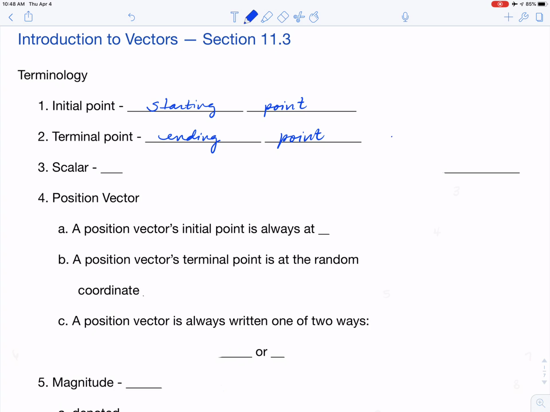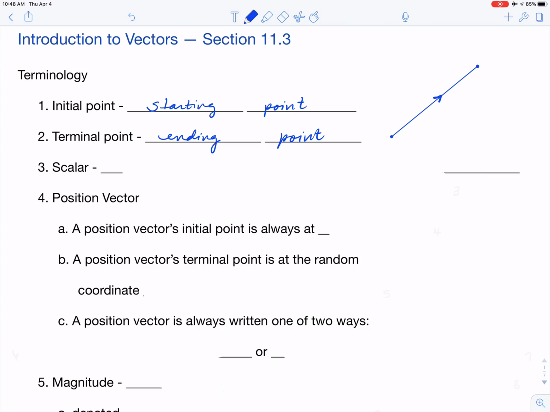A vector kind of looks like a segment, except that with a vector we're always interested in how long it is and what direction it's going. So in this particular picture that I've drawn, maybe this first point here is my starting point, and the second one that I'm marking is my ending point, and the direction maybe is like this.